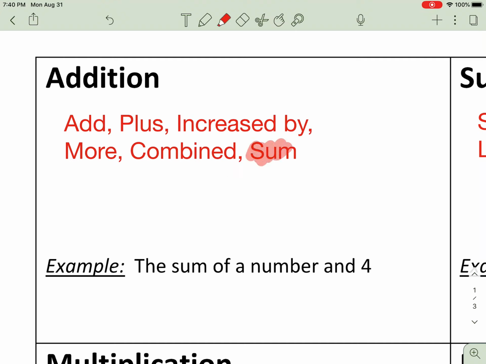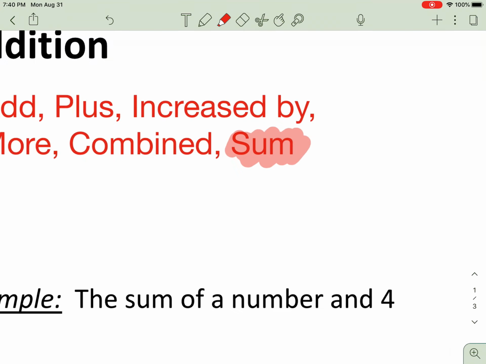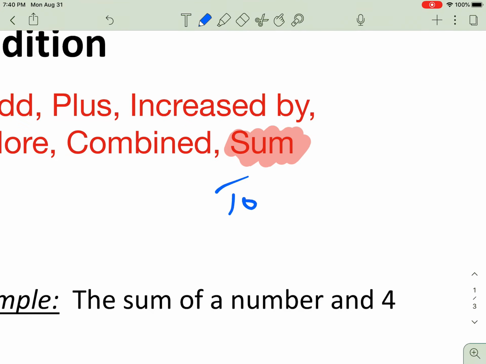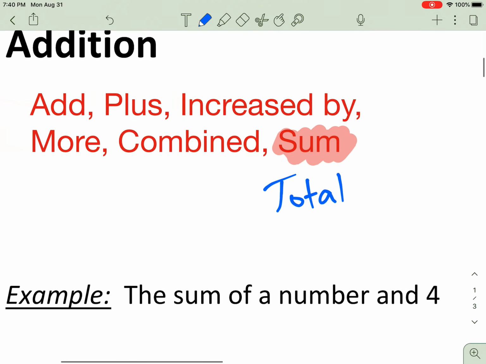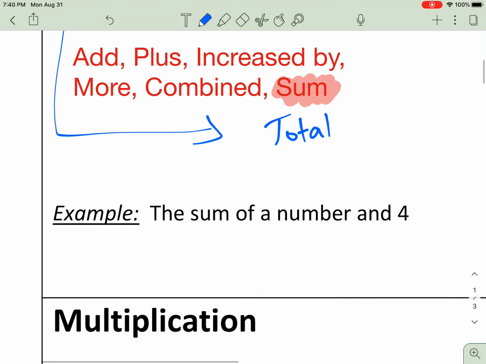This is really important because sum is the total. Total is another word that you might see, but it's the total of an addition problem. So it's really important to know what sum is. Let's go through the example given to us here. The example of a written expression says the sum of a number and 4.